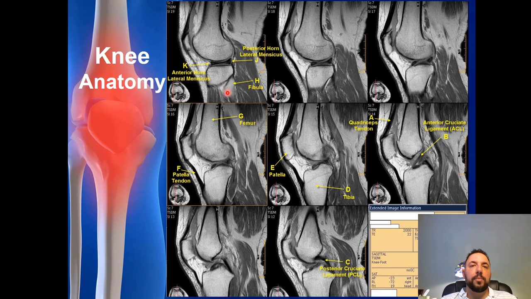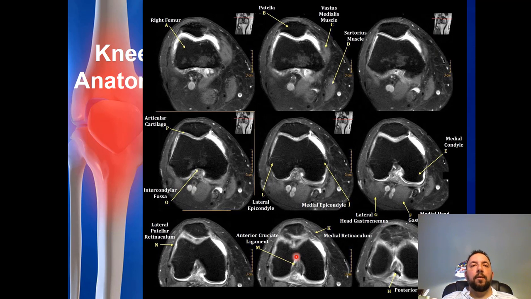Anterior horn of the lateral meniscus, because there's the fibula and there's the posterior. Our quadriceps tendon. Here's our anterior cruciate ligament, the ACL. Here's the patella tendon, and our posterior cruciate ligament. Again, an excellent anatomic overview of the knee. Very common axial slices through the knee with a lot of appropriate pertinent pathology and anatomy for you.